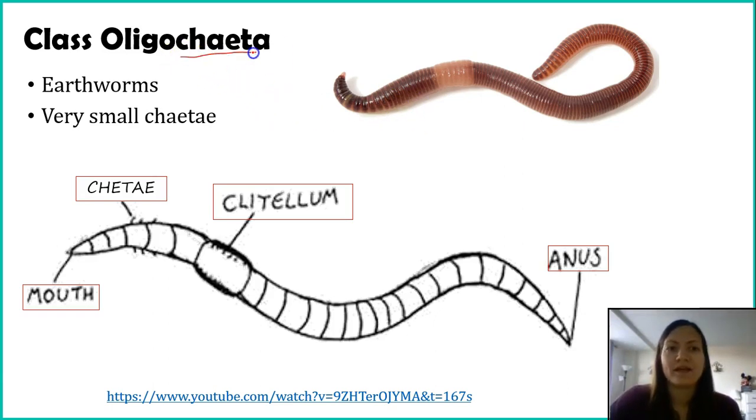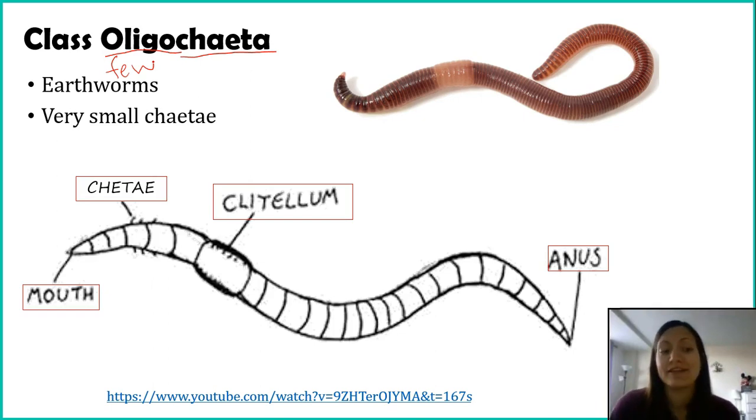Chaeta is referring to these fine bristles, and oligo means few. Not a lot. So poly means a lot of chaetae, oligochaeta means not that many chaetae. And the chaetae they have, not only do they not have a lot of them, they're also quite small. It helps them in gripping things, but otherwise they don't use them as much as we saw in our polychaetes.